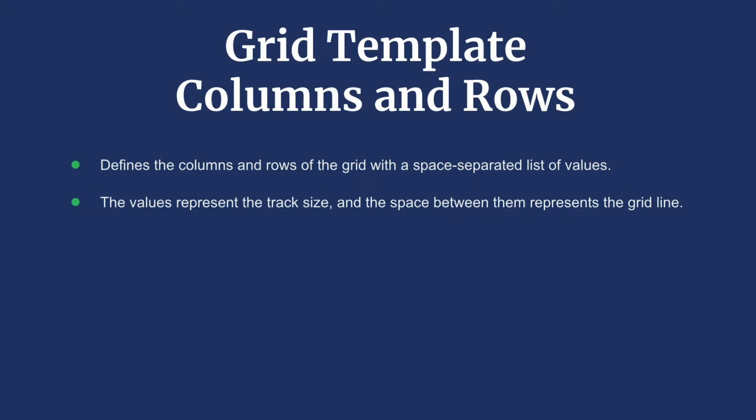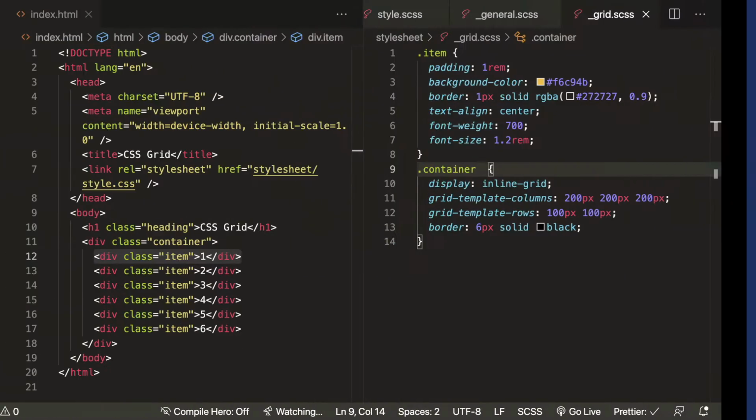Okay, let's see here. The grid template columns and rows define the columns and rows of the grid with a space separated list of values. So whatever number of values we define for these properties, that number of columns and rows will be created inside the grid. And these values represent the track size. You already learned what a track is, which remains between 4 grid lines. Okay, so let's understand them here.